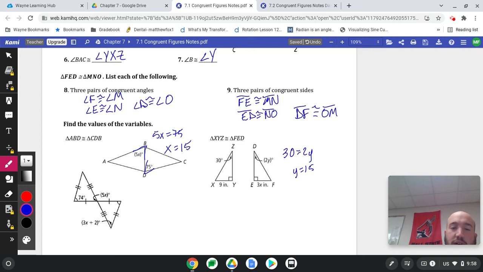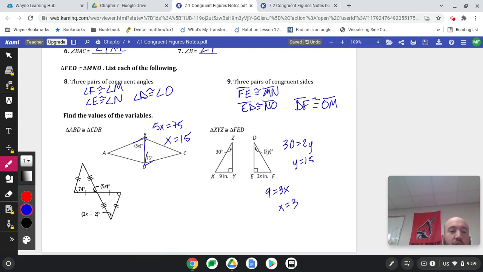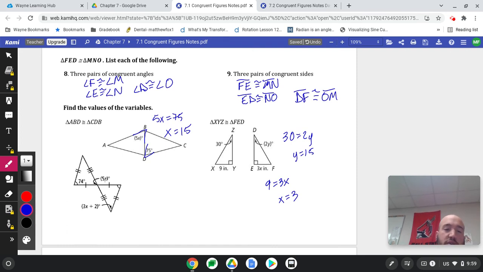Likewise, XY here matches up with FE. So 3x and 9. We divide by 3, x equals 3. Our final one here is a little different. There's no congruence statement, but we see that these angles are the same, so that has to be 74. The middle one here, this is an example of vertical angles, right here and here. They're vertical, so this will also be 5x.